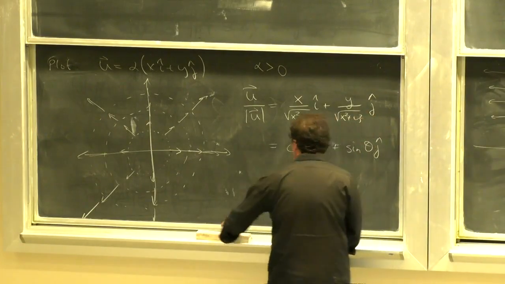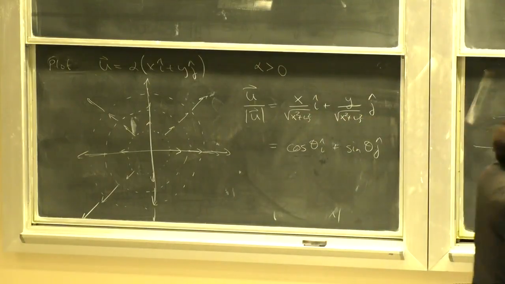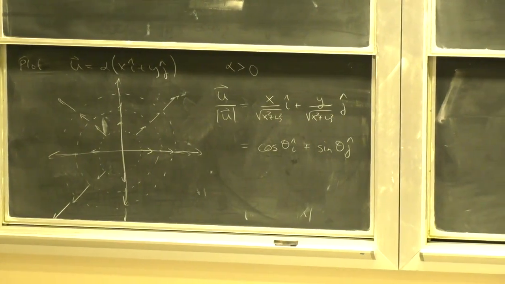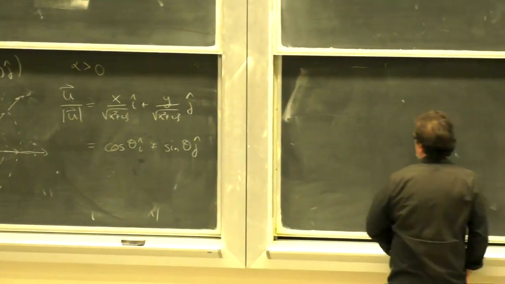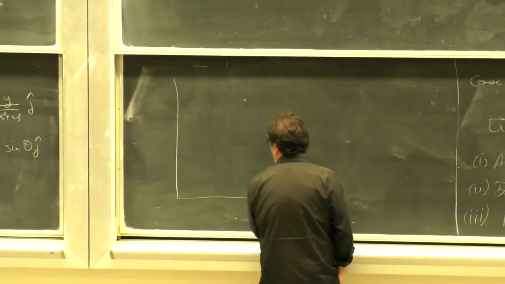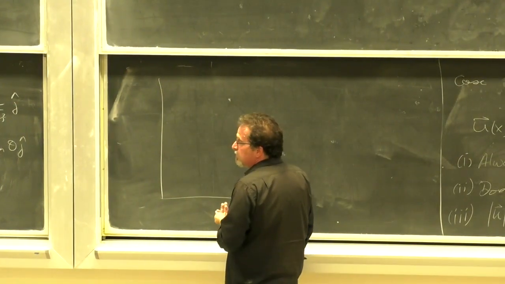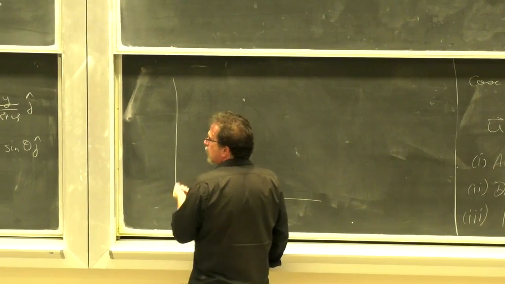And now it might be a little easier to see how to plot it, because what you do here, and I'm only going to do one quadrant over here, when theta equals 0, sine theta is 0, cos theta is 1.